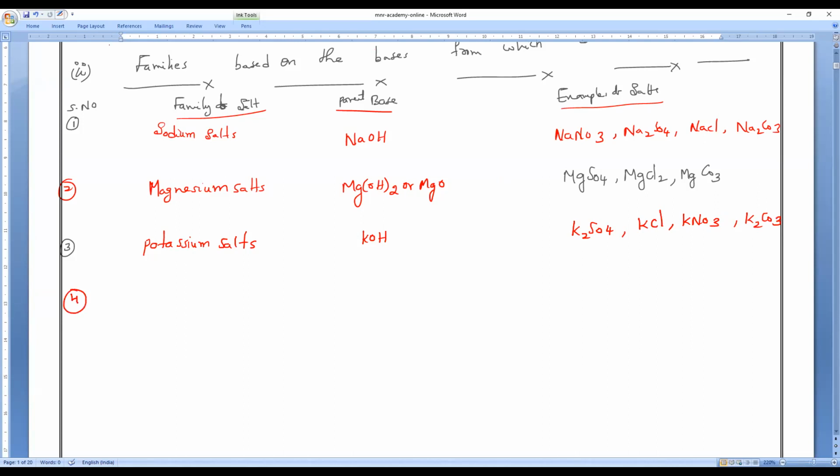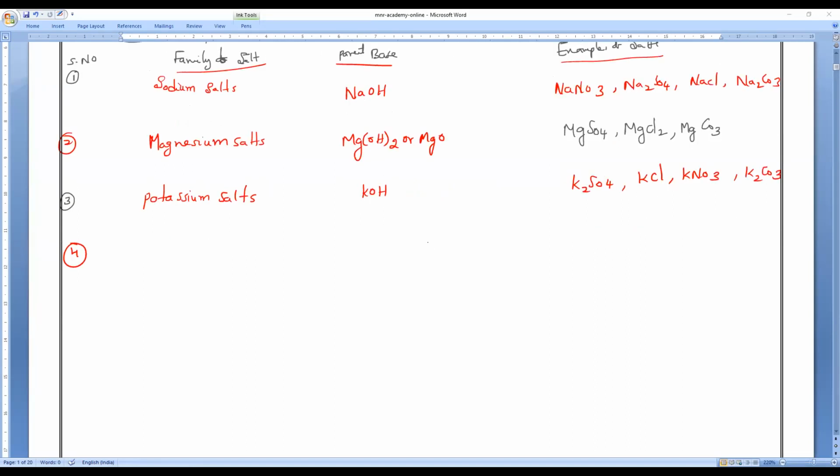Do it quick now. Next family of salts, calcium salts. Wherever you have calcium salts, proceed fast.